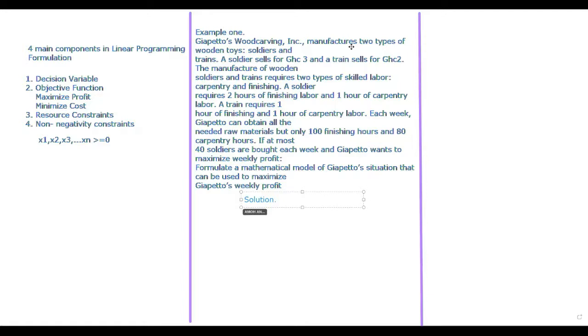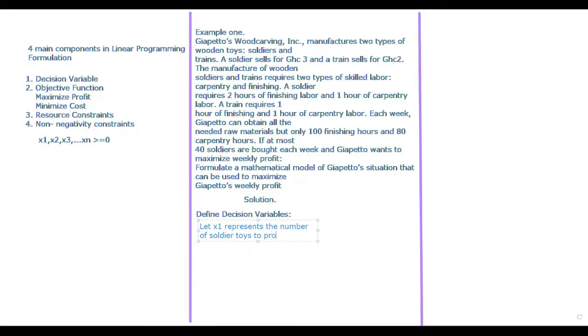And I said that the decision variable is not interested in the item or the product itself. Under decision variables, we are interested in their quantity, the amount, the number of. So by the definition, first of all, we define our decision variables. Let x1 represent the number of soldier toys to produce. We are interested in their number, not the item itself.